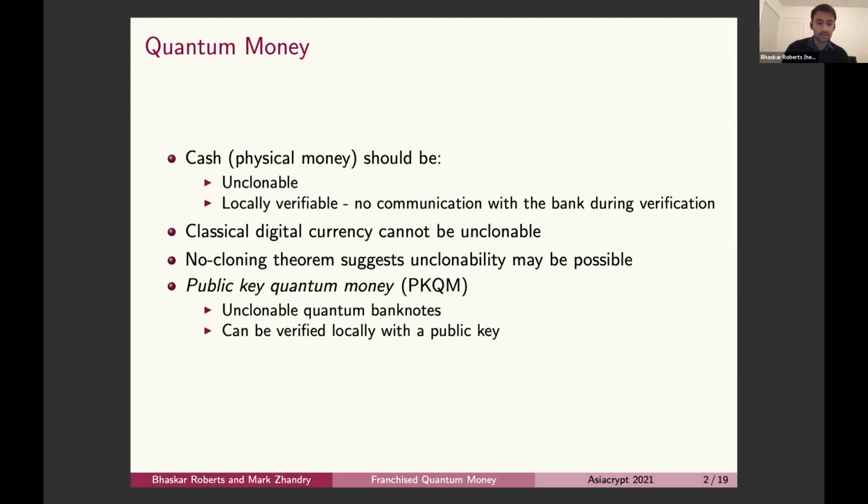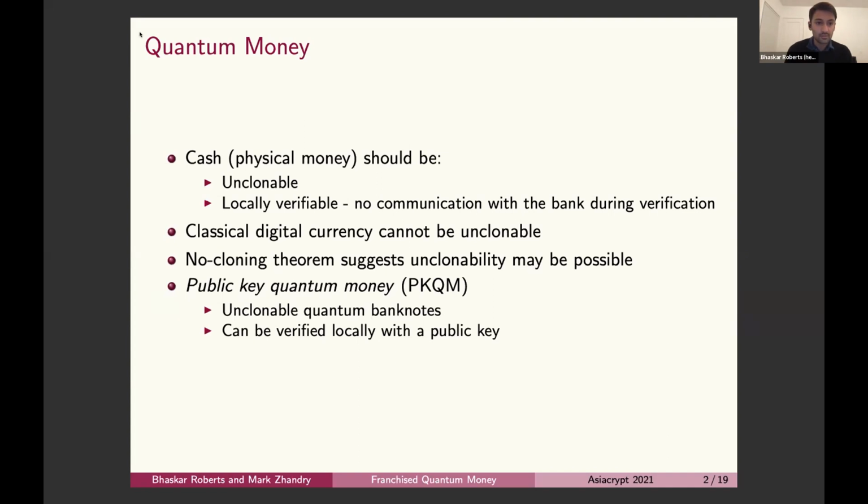In particular, the money scheme that we're designing should have two properties. The first is unclonability. This means that if an adversary is given n banknotes, they shouldn't be able to produce n+1 banknotes that all pass verification and look like valid money. The second property that we want is called local verification. This means that it should be possible for anyone, even an untrusted user, to verify the banknotes without communicating with the bank or any other trusted third party during verification. We call this local verification because there's no communication that needs to be done to a far off trusted third party.